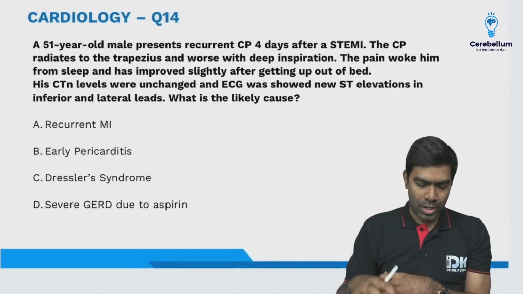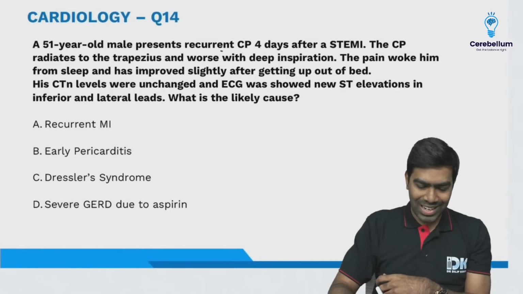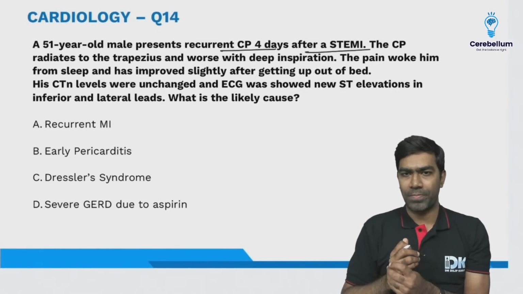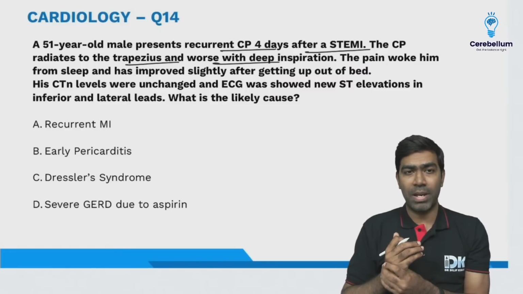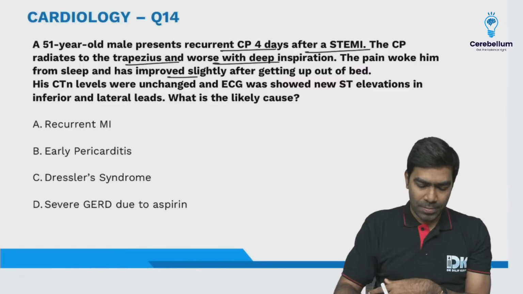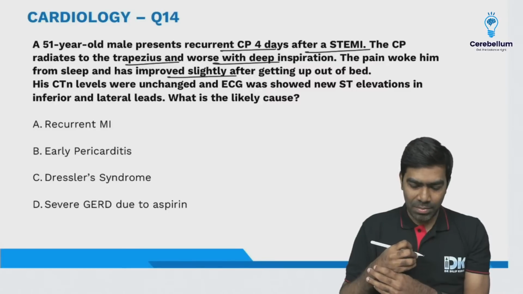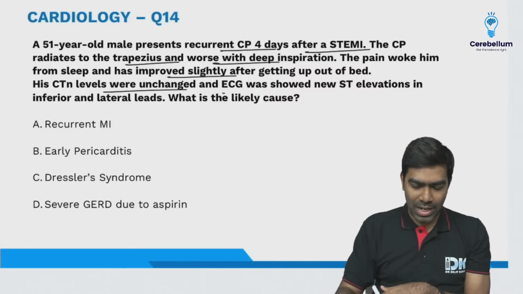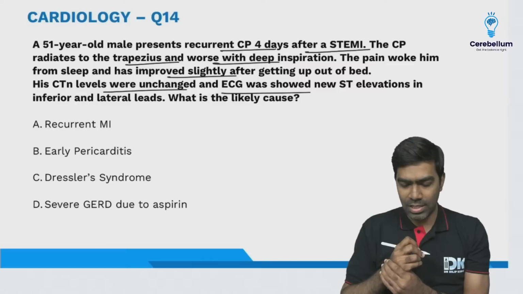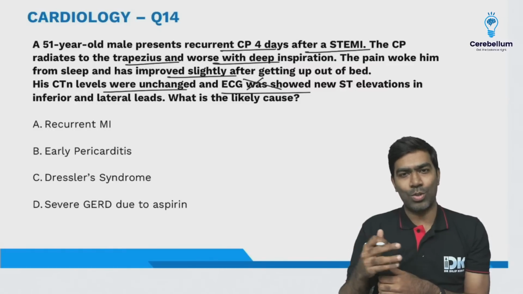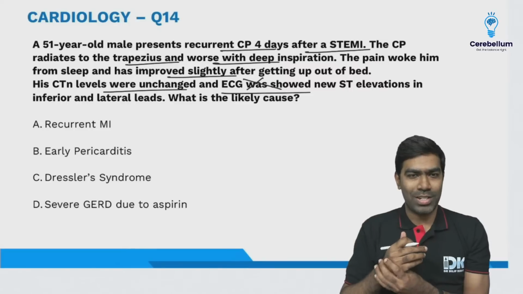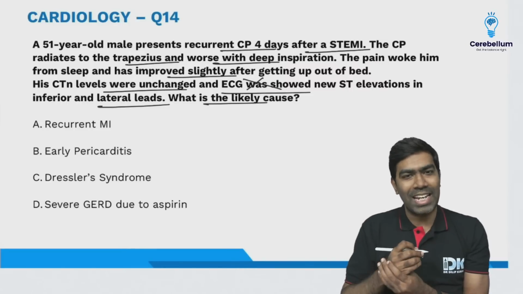Coming to question 14: a 51-year-old male presenting with recurrent chest pain 4 days after STEMI. The chest pain radiates to the trapezius and is worse with deep inspiration. The pain woke him up from sleep and improved slightly after getting up out of bed. Cardiac troponin levels are unchanged and ECG showed new ST elevations in inferior and lateral leads. What is the likely cause?